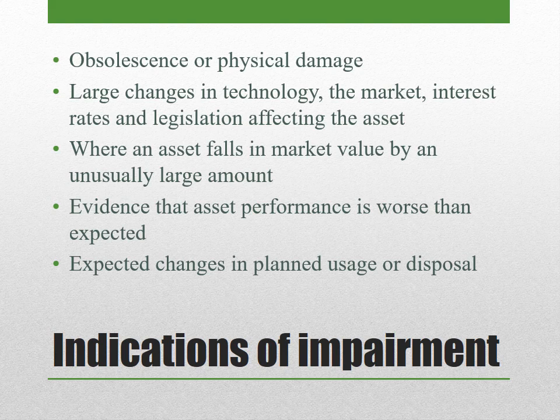Lastly, we'd also take into account any expected changes in planned usage or the disposal of the asset, as both of those could also indicate an impairment. Expected changes might have something to tell us about the value in use, for example.